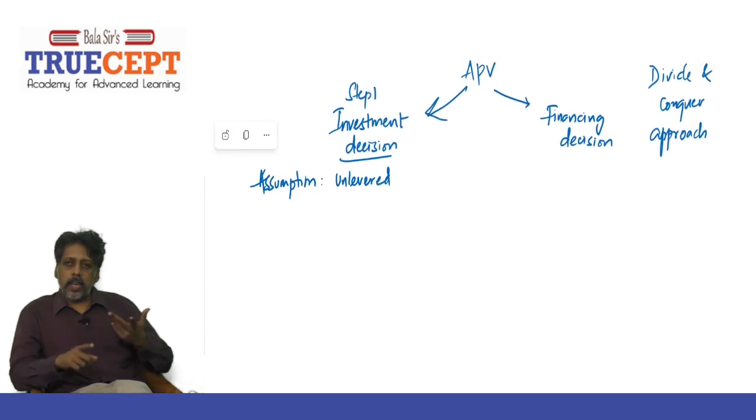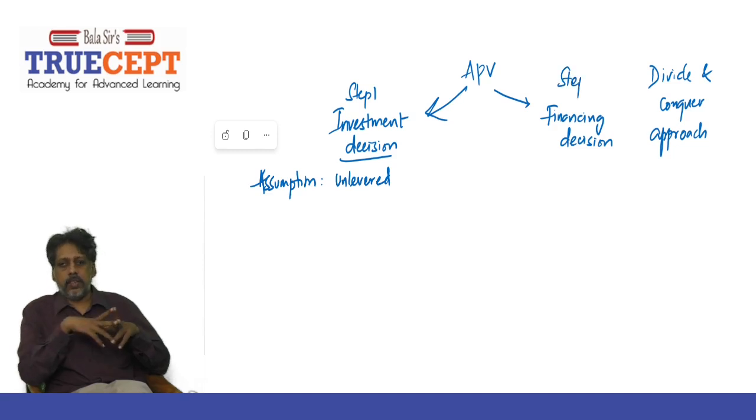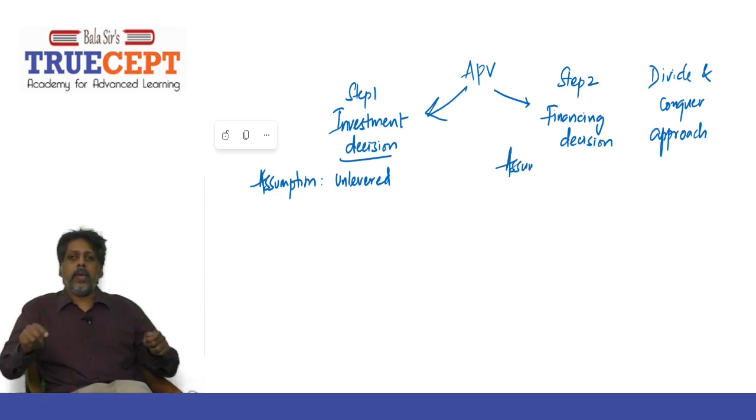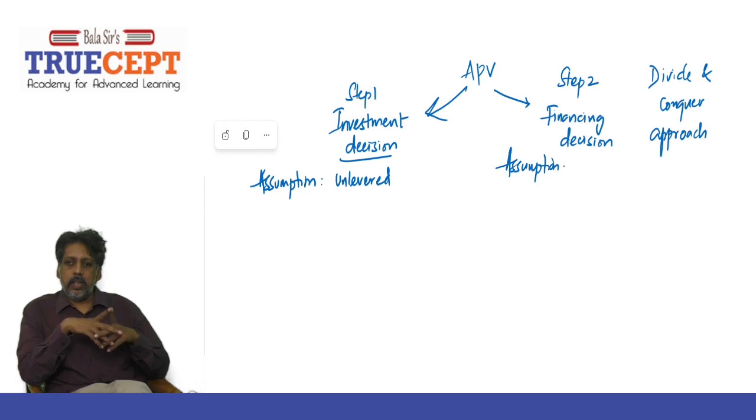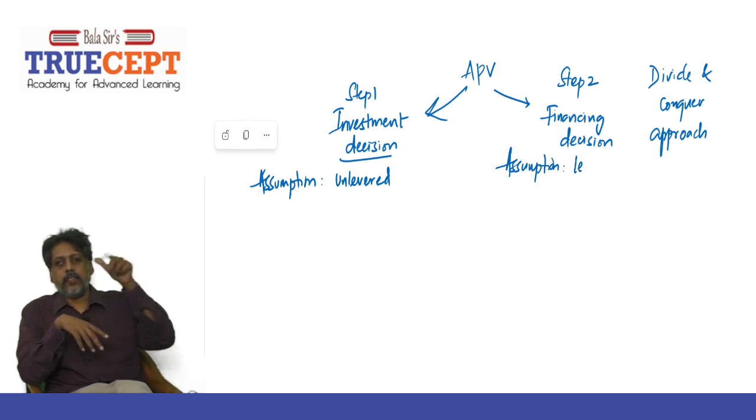And then the second part, you do the financing side effects. Example what? Suppose you borrow money and invest in the project. There's something called tax benefits, savings or tax benefits on what? On the interest you pay on the loan. And that is a financing side effect.